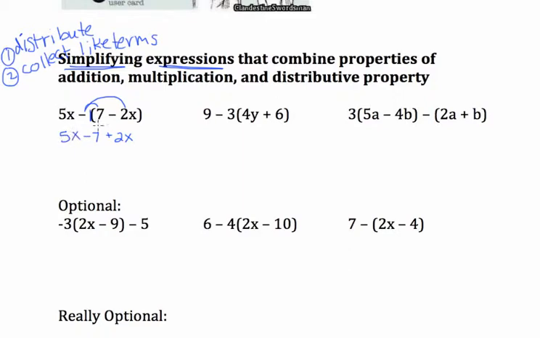Bring down your 5x. Now, collect your like terms. 5x, negative 7, and positive 2x. The x's are the like terms. 5 of them and 2 of them make 7 of them, so that's 7x minus 7.